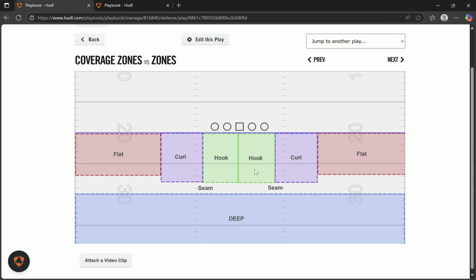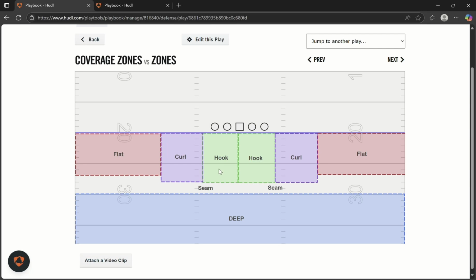All right, the hook. We have two hook zones, just like two curl zones and two flat zones, right in the middle. Together we call them the hole. Normally this is played by your inside linebackers. So inside linebacker guys, normally you'll be responsible for the hook zones. That's from the line of scrimmage back to about 7-8 yards, and in between the hashes. That's the width of this zone.